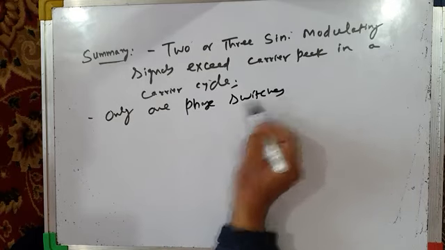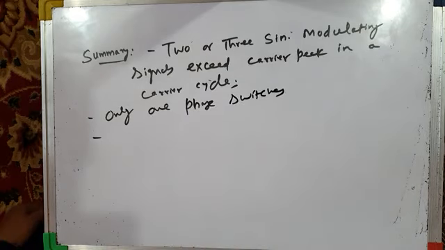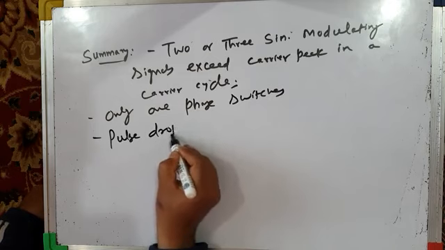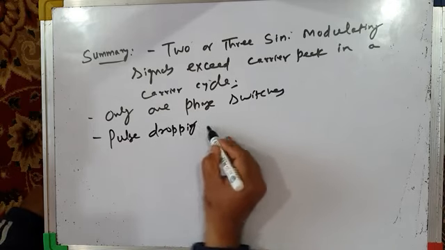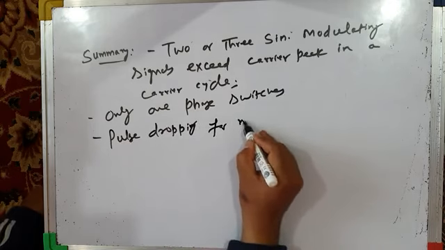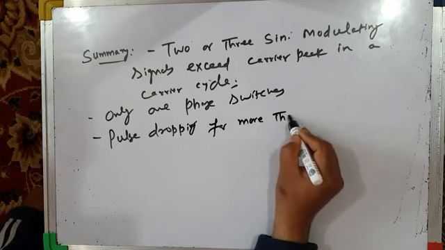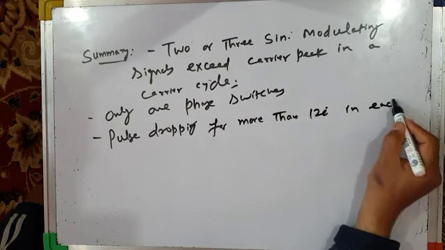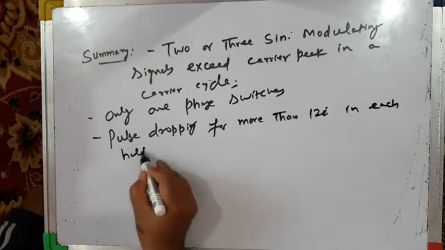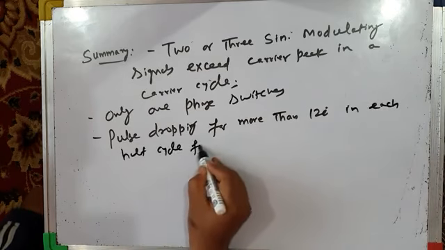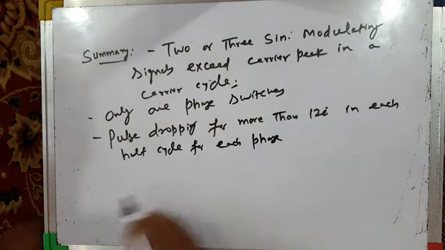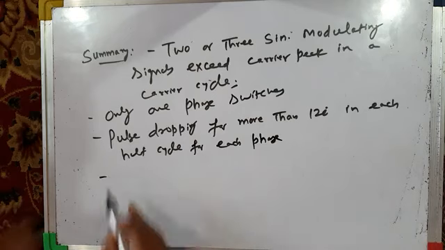Second point is only one phase switches. 2 phases are clamped, or pulse dropping is there in 2 phases. Only one phase switches. Then pulse dropping for more than 120 degrees in each half cycle for each phase. Okay, pulse dropping for more than 120 degrees.